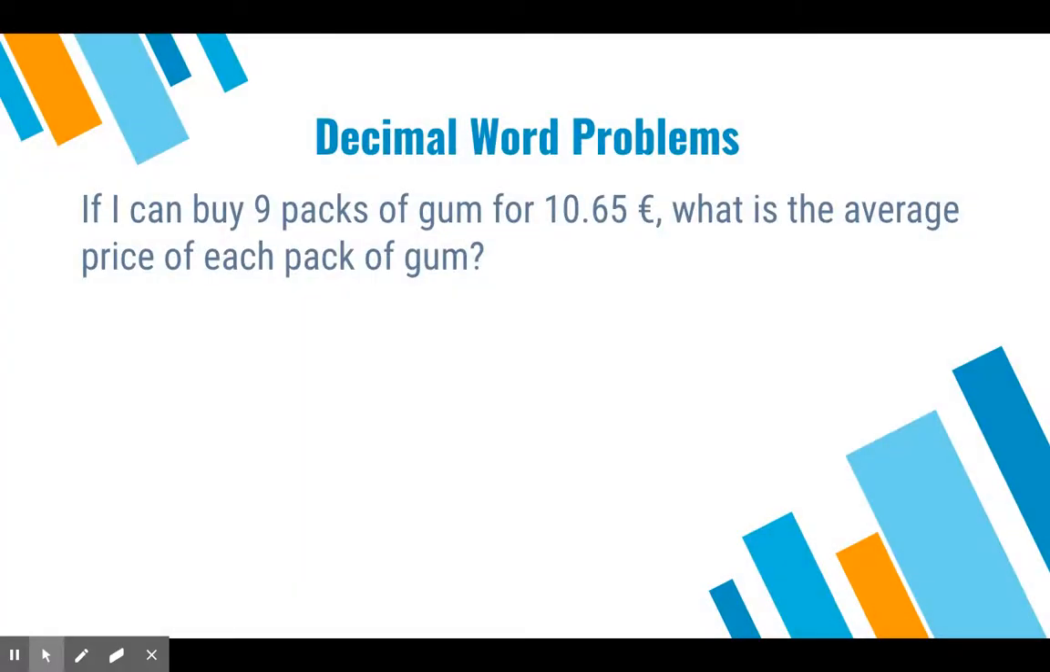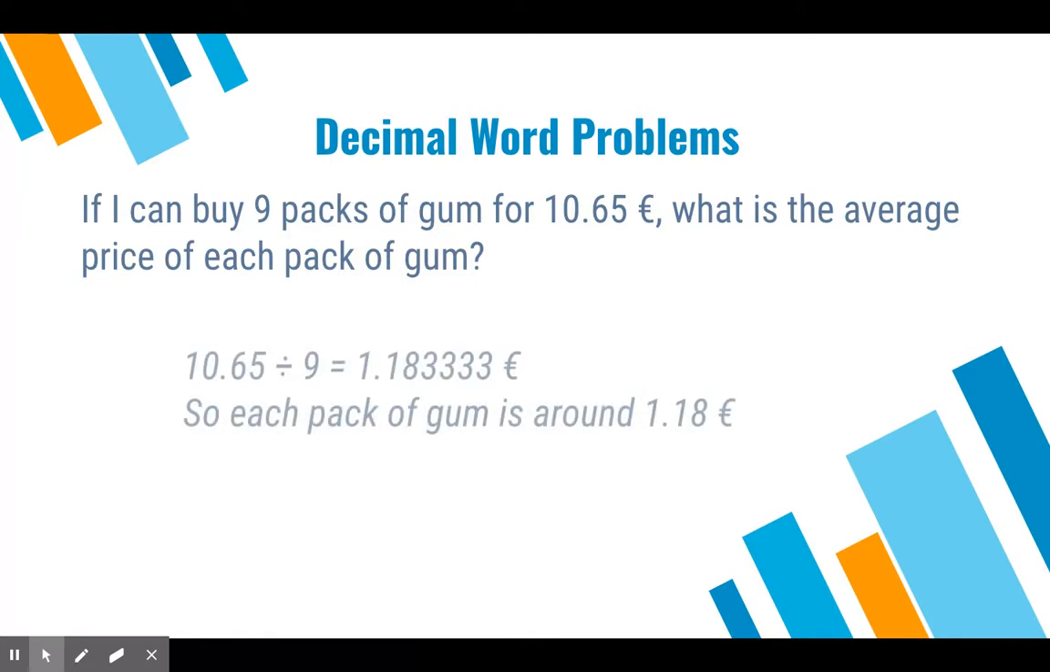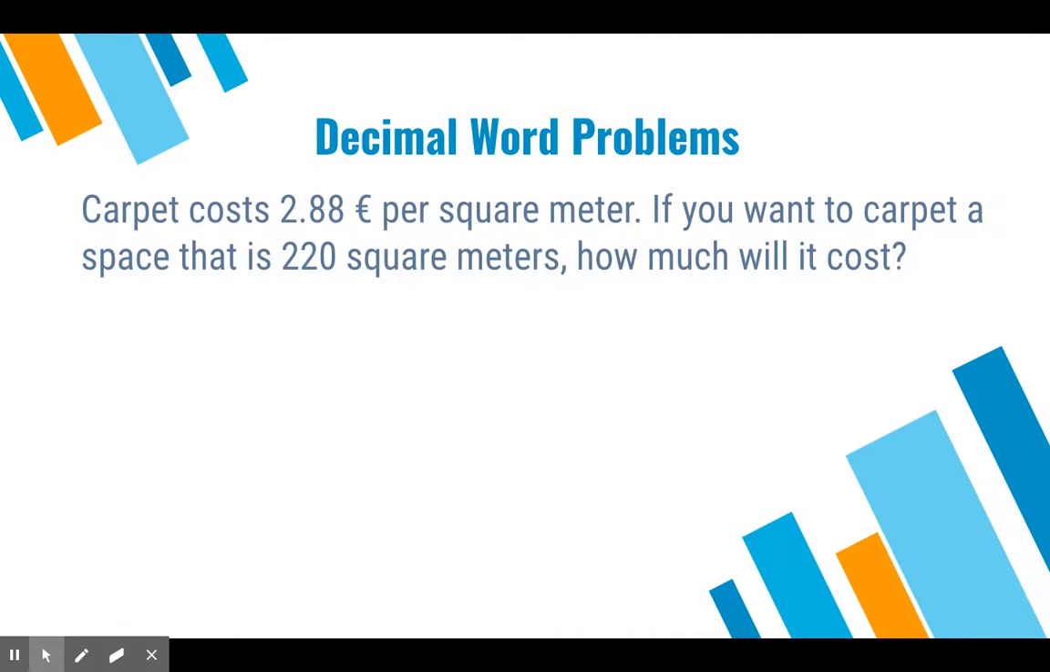If I can buy 9 packs of gum for $10.65, what is the average price of each pack of gum? You see average, and it's per unit. So this is division. The price divided by the number of packs will tell you the unit price. You round this to a money amount, so that's the second decimal place. Because there's a 3 after the 8, you keep it an 8 when rounding, so it's €1.18 per pack of gum.